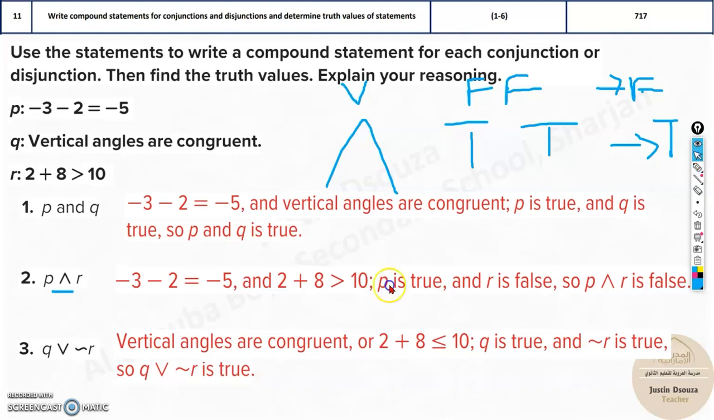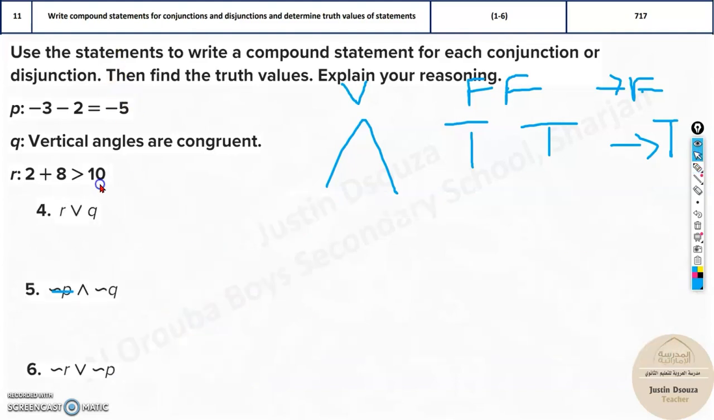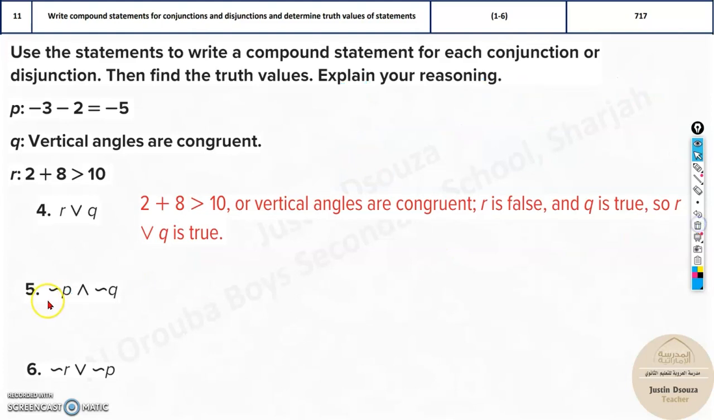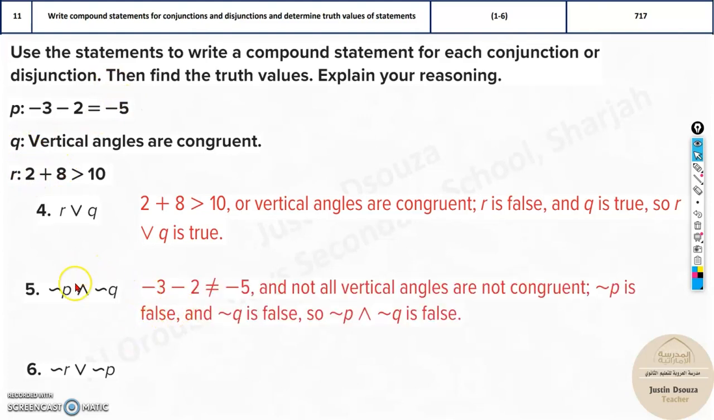If any one is true, or will be true. Now, what about these? Over here again, we have or, R or Q. Now, look over here. R is false. Q is true. If one is true, or will be true. Now, what about negation of P or negation of Q? Negation of P means it's false, and negation of Q is also false. So both are false in this case. Then the compound statement is false.